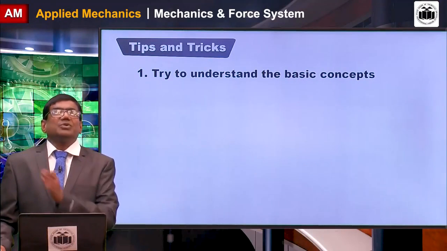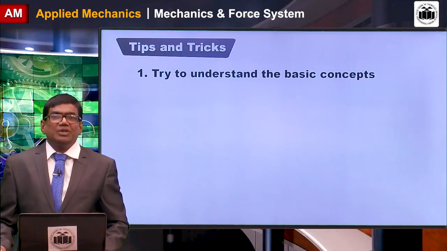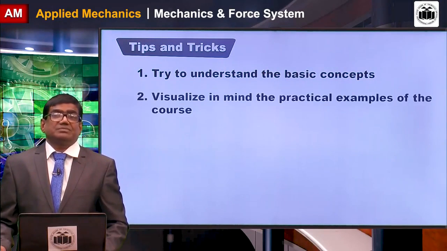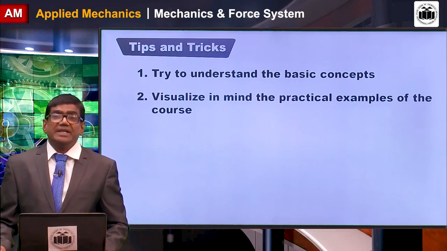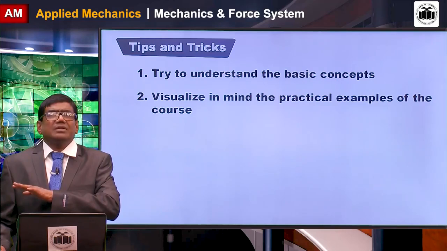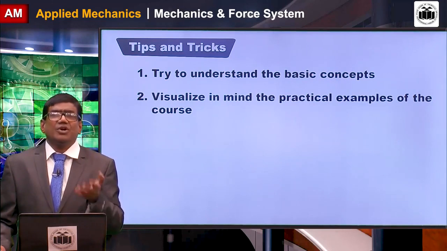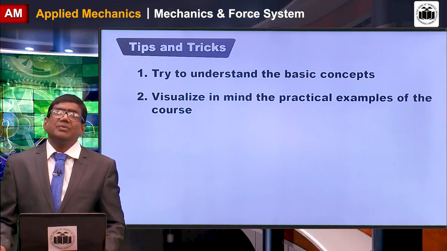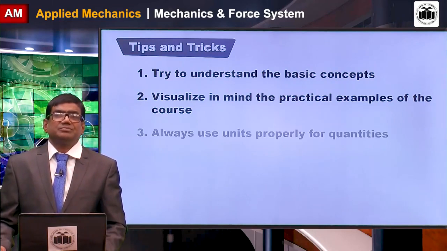We have gone through the total content of this module. So I would like to say to you, try to understand the basic concepts. Visualize in mind the practical examples of the course. This applied mechanics is very practical. All our activities become examples of applied mechanics. So it is very easy to understand.